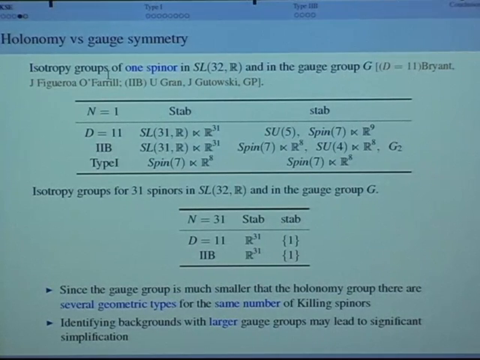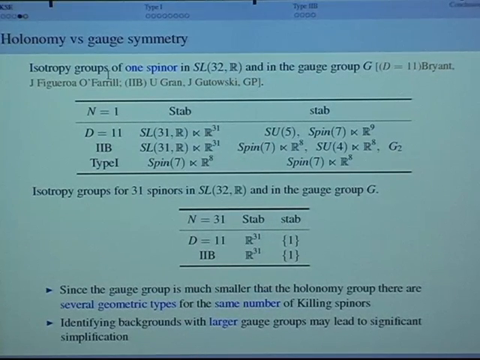In 2B, of course, the isotropy in the SL(32,R) is the same, but in the gauge group there are three different types of orbits: Spin(7) semi-direct R^8, SU(4) semi-direct R^8, and G2, which is the generic orbit. So you see that for N=1 supersymmetry, one has two geometric types for one supersymmetry, and in 2B at least three geometric types.